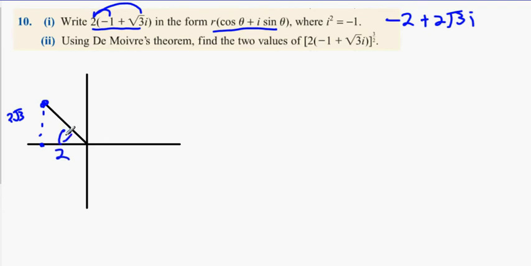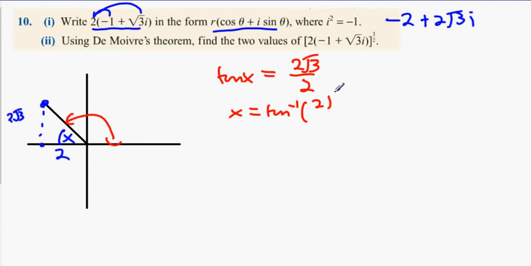We're going to find out the angle x. Once we find out the angle x, then we can find out the angle from the starting off point. So tan x equals 2 root 3 over 2. x equals tan inverse of 2 root 3 all over 2, which gets me 60 degrees. This here is 60 degrees. Take it away from 180 and you get 120. So theta ends up to be 120 degrees.